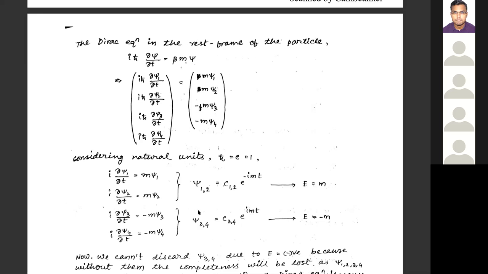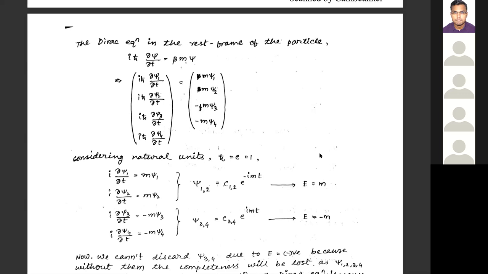So one interpretation that you can see first of all is this: you can just operate this iħ ∂/∂t on this wave function, and you will see that it gives you the energy eigenvalue, and the energy eigenvalue for this solution is E equal to plus m. That is consistent because E is the square root of P square plus m square. If P is 0 because you are in the rest frame, then E can be plus or minus m only, right?